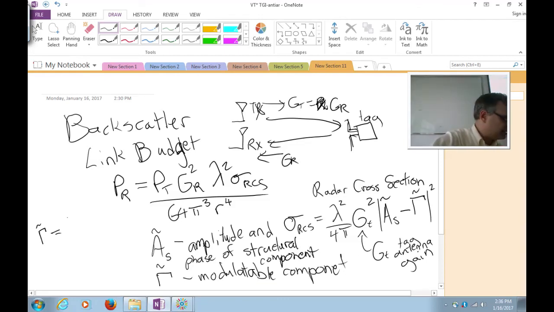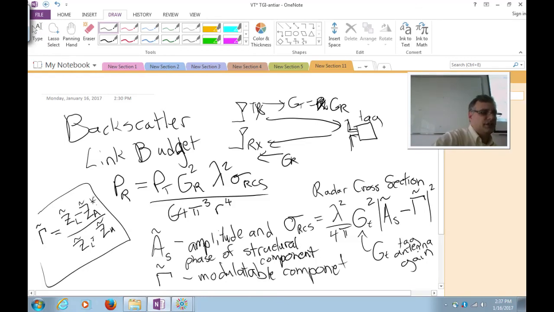Make sure I get the signs in all the right spots. It's Z sub L minus Z sub A complex conjugate over Z sub L plus Z sub A. So it looks kind of like a reflection coefficient. The only difference is there's a little complex conjugate up there. We'll talk about where that comes from later, but you can think of it as a reflection coefficient. And you'll notice too that it's A sub s minus gamma.